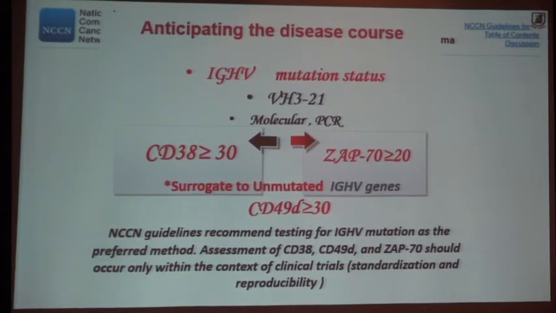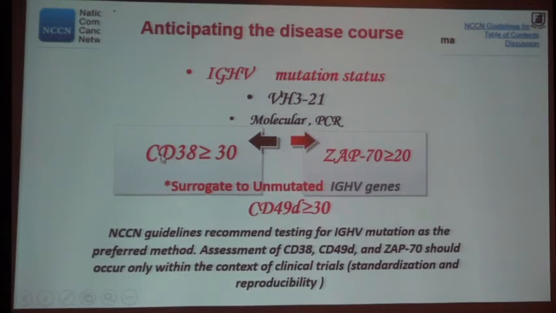IGH mutation status is very important, and this is the new trend in the modalities, especially with the introduction of chemoimmune therapy that is now running in CLL. We should screen all patients for IGH mutation before treatment because it makes a great difference. Expression of VH3-21 is of great bad prognostic value. It can be detected by molecular PCR or sequencing study.